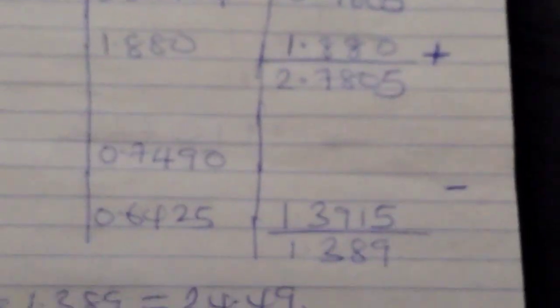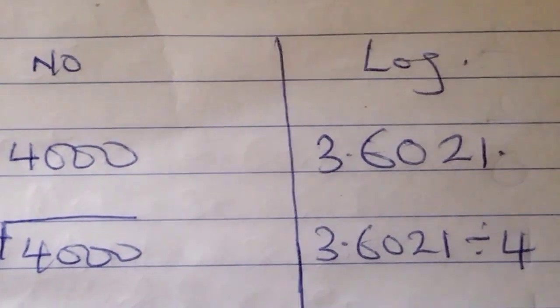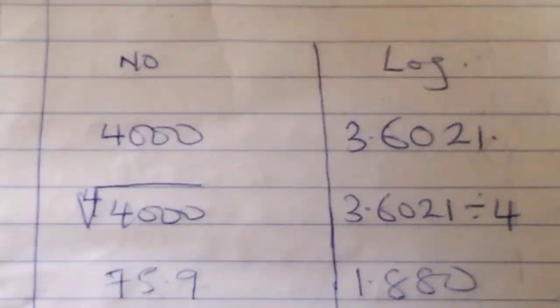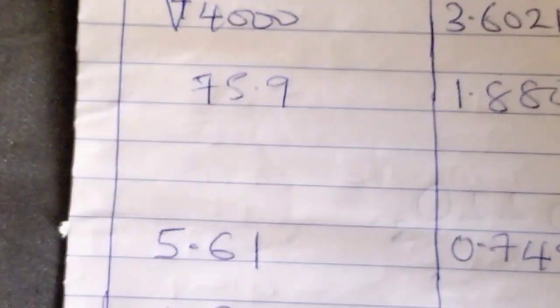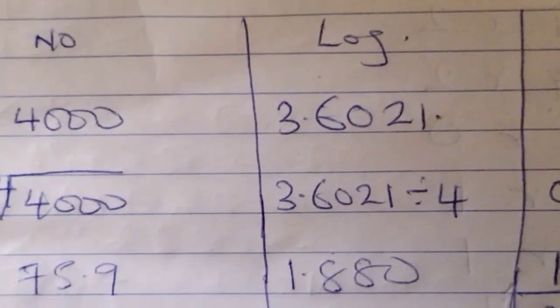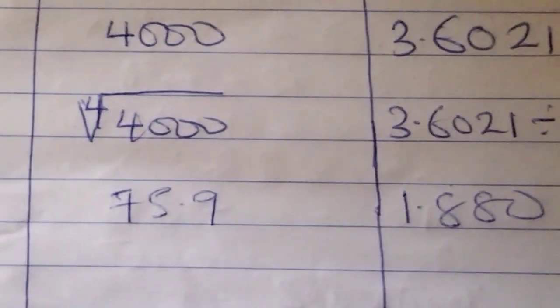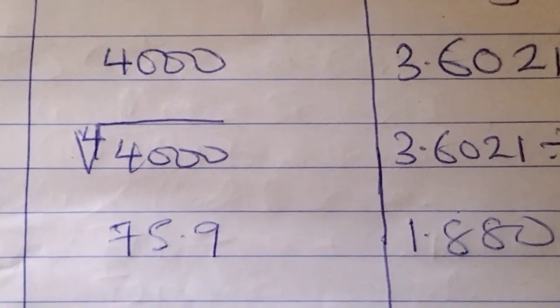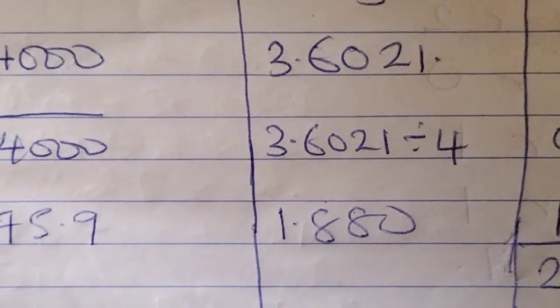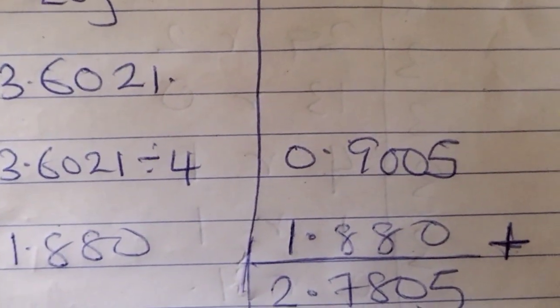So that is it. To make it clearer, you have it there again. The first column, 4,000, then going with 3.6021 log. Then on the other side, nothing. Then the fourth root of 4,000, going with 3.6021 divided by 4, giving us 0.9005.